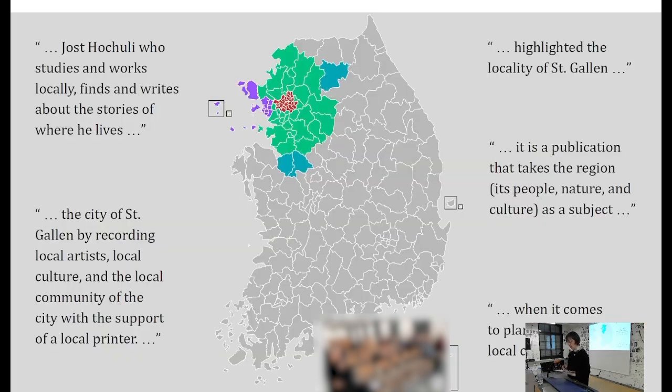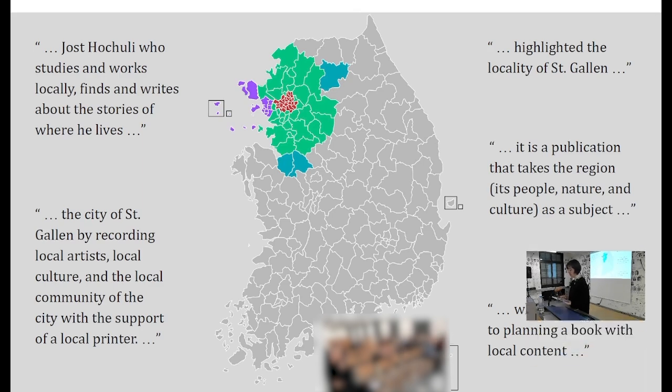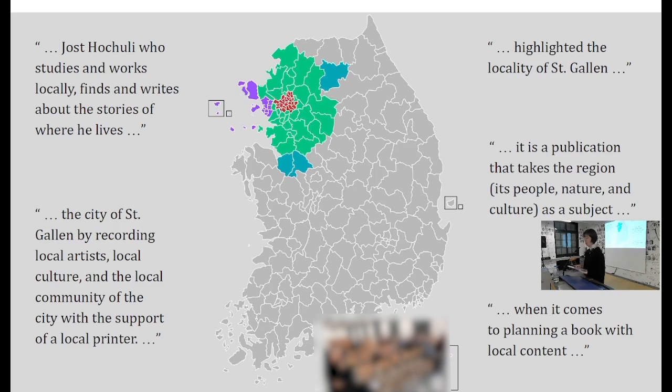Now let's go back to the comments. Why did the five designers mention the word local in common? And why do I share this perspective? It comes from the highly centralized structure in Korea.